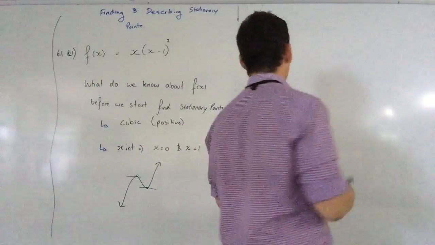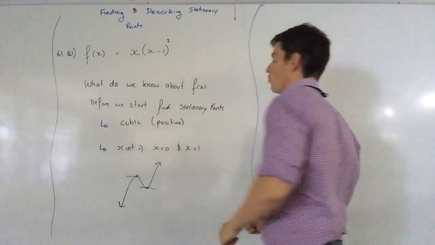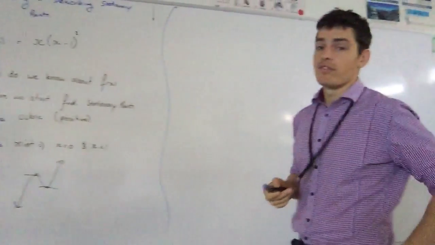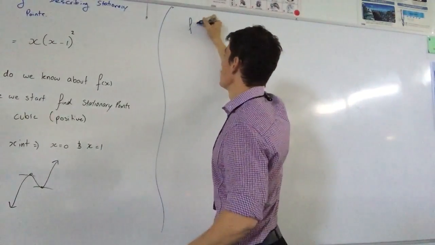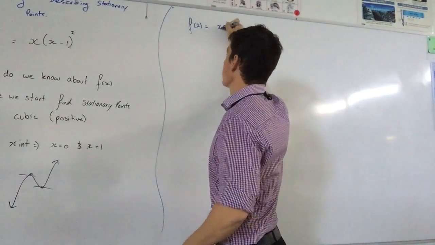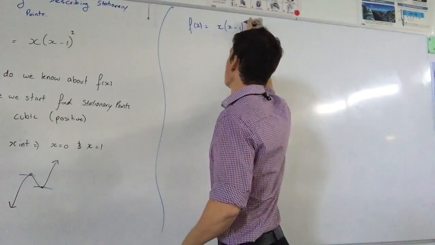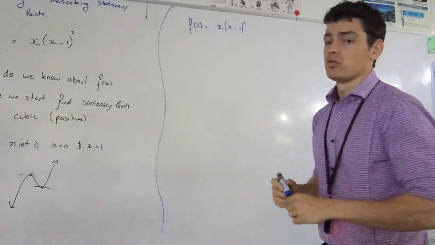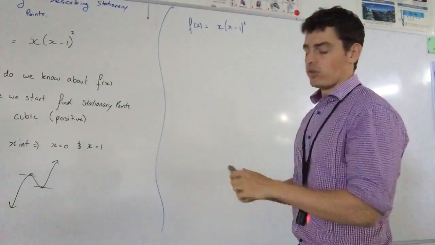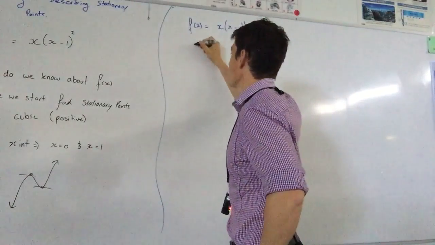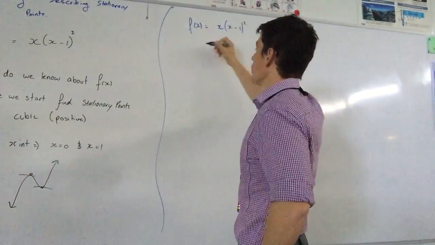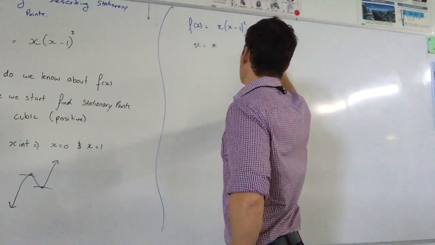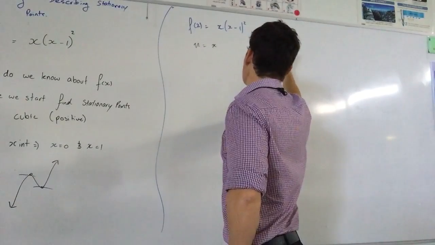So before we go any further, I want to now try and find my derivative function. So f(x) equals x(x - 1)². Now I could expand it and do it all individually, but I'm not going to do that. I want to use the set of rules that I've learnt throughout the term. I want to use my product rule, because I've got a function multiplied by a function. I'm going to let u equal x and v equal (x - 1)².